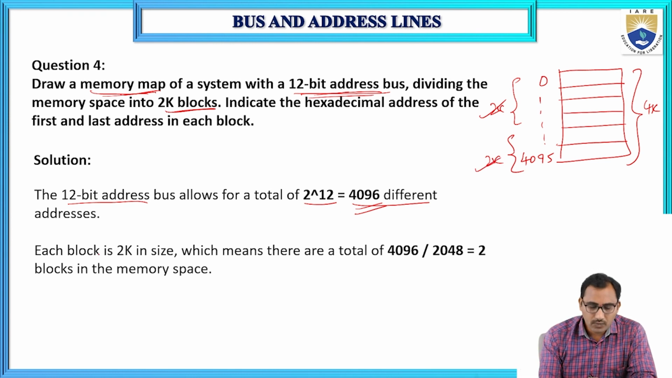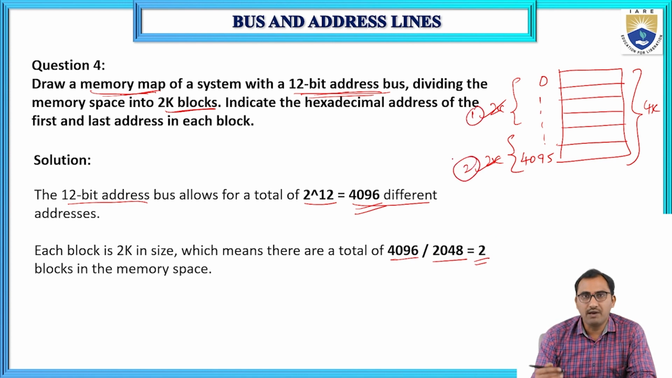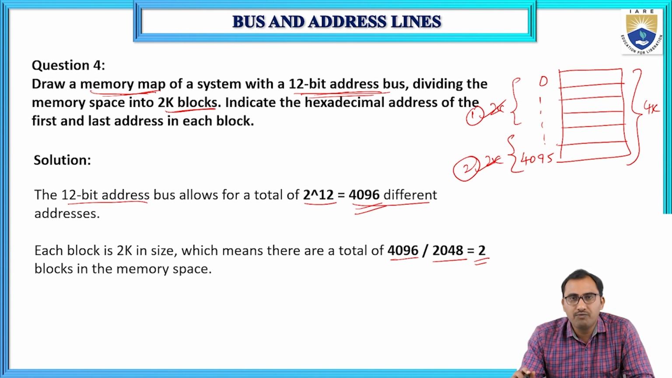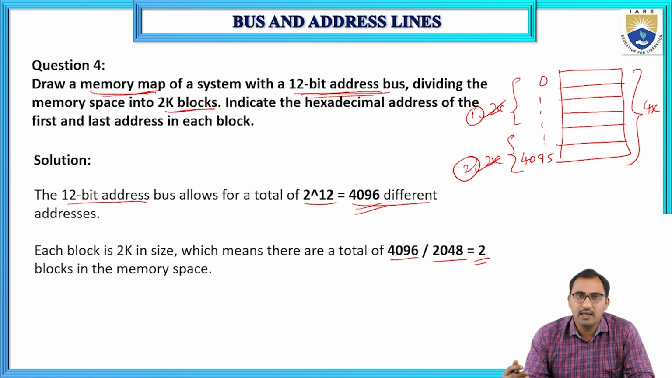Each block is 2K in size, which means there are a total of 4096 memory locations. If we divide that by 2048, it gives two blocks. This is the first block and this is the second block. For every block, we need to find the starting address and ending address.